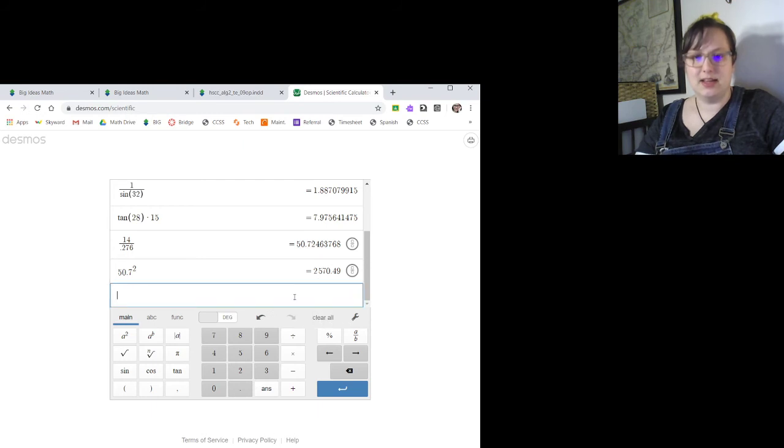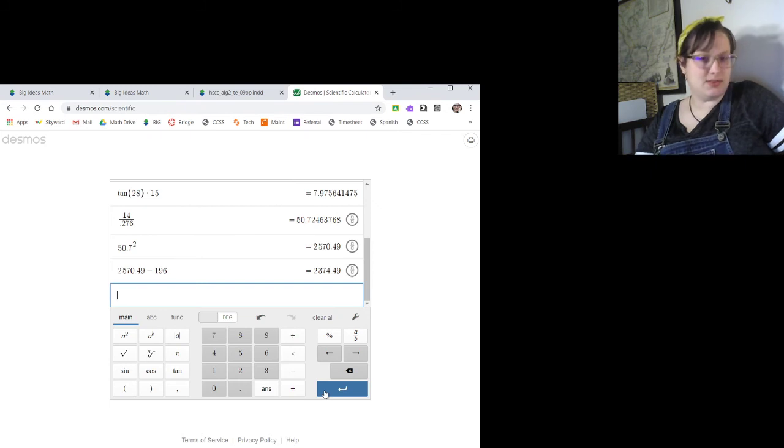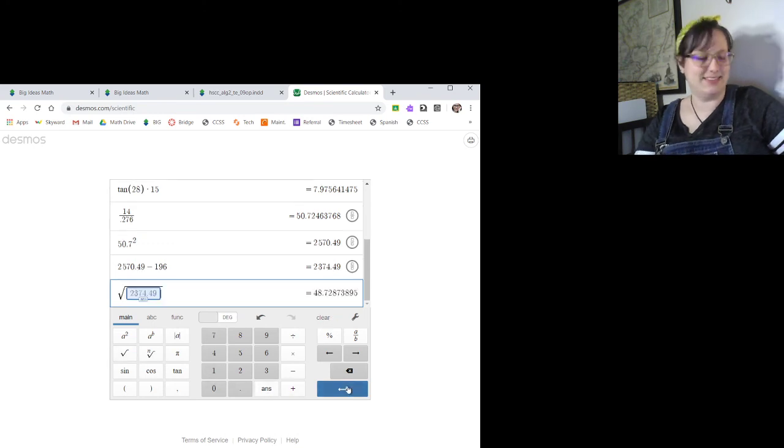Sometimes in calculators you can say like the previous answer. Oh, there it is. I found it. Minus 196. So then I get a squared equals 2,374.49. And then I square root both sides. So then I go square root of the answer. There we go. So I get that a was 48.7.